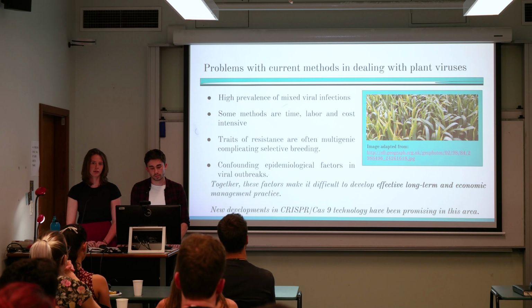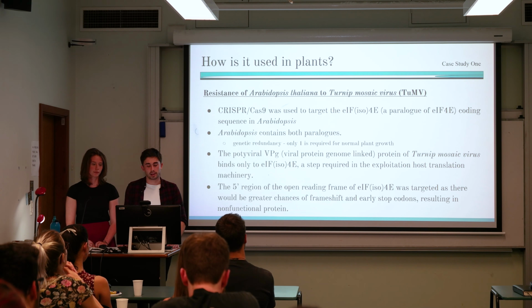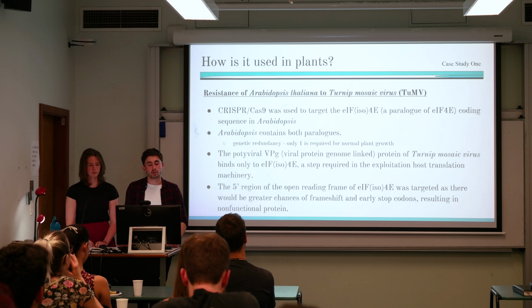So how is it used in plants? Firstly, we're going to have a look at an example of Arabidopsis thaliana and its resistance to turnip mosaic virus. CRISPR-Cas9 was used in this study to target the EIF-ISO4E coding sequence in Arabidopsis. There are a couple of things we need to note here about this study. Firstly, Arabidopsis contains both paralogs of EIF-ISO4E. The other paralog is EIF4E.